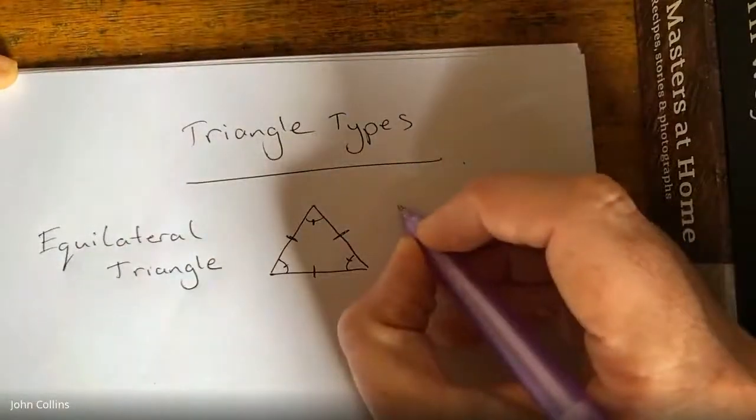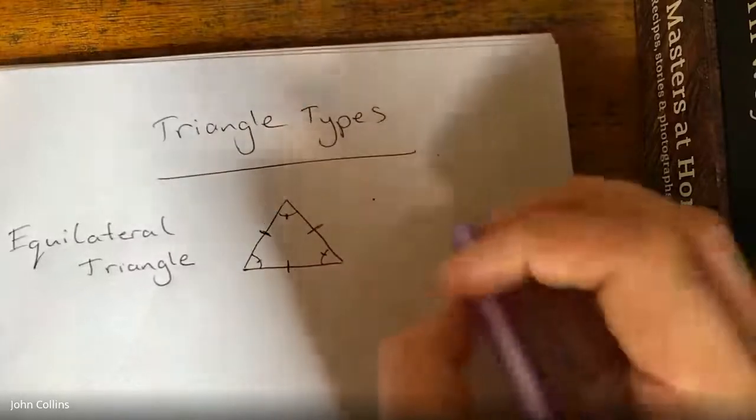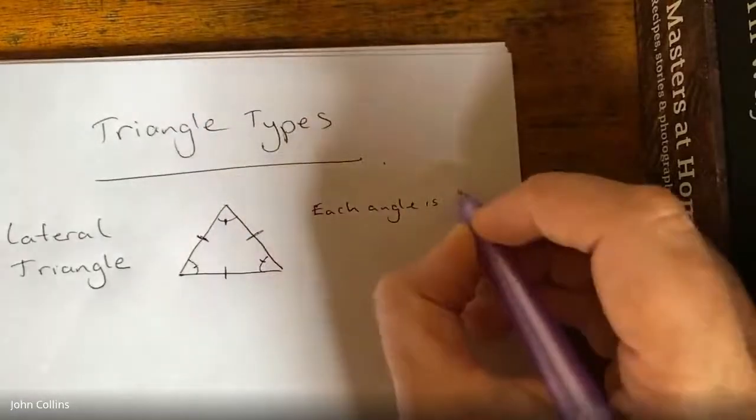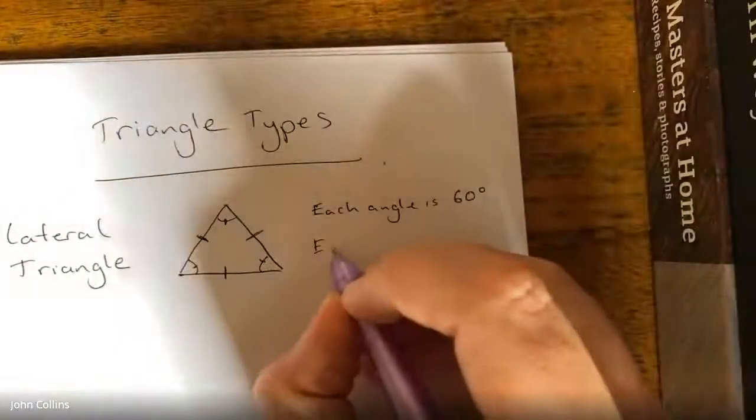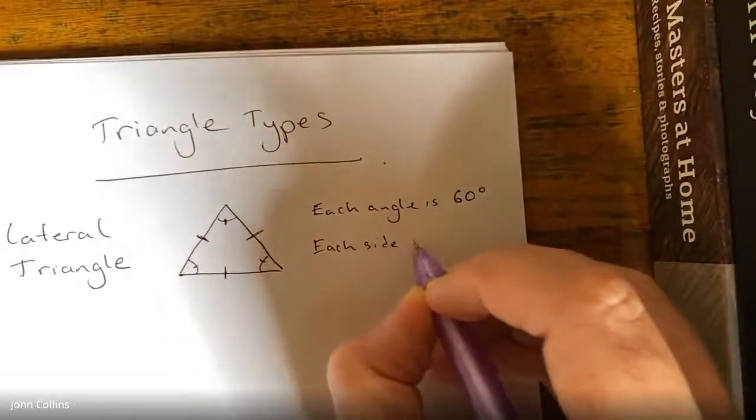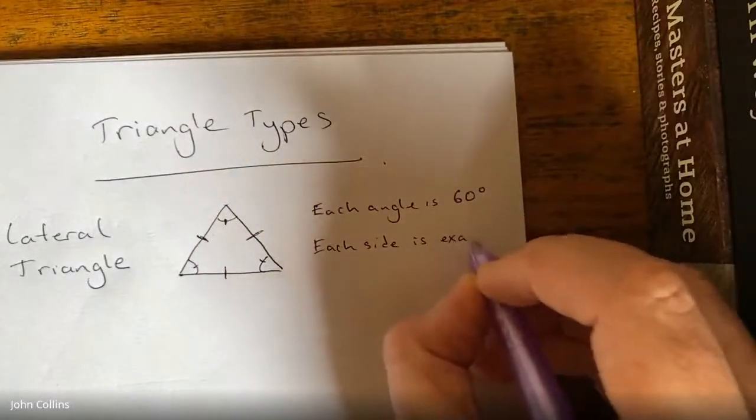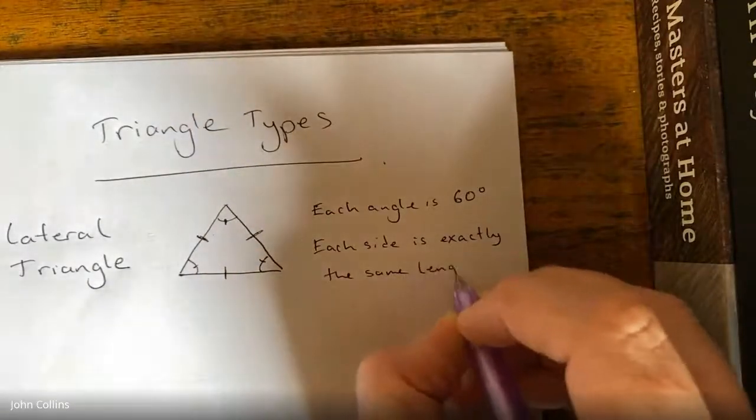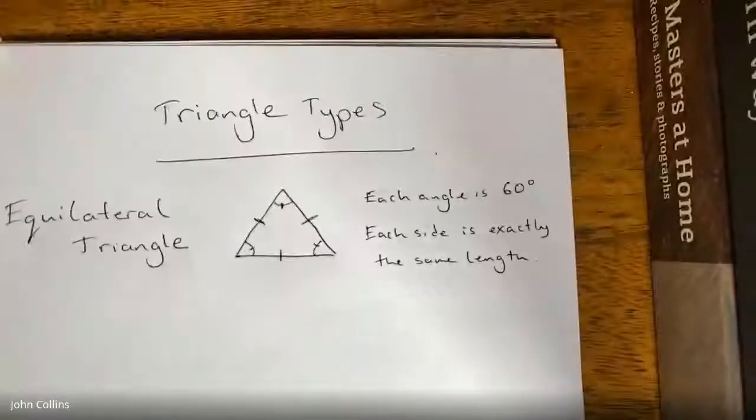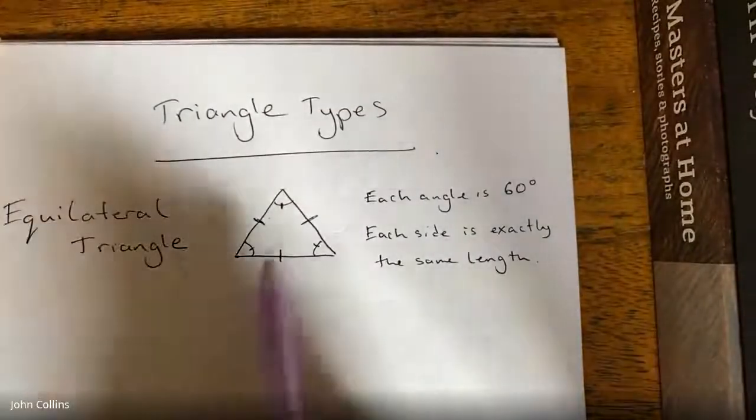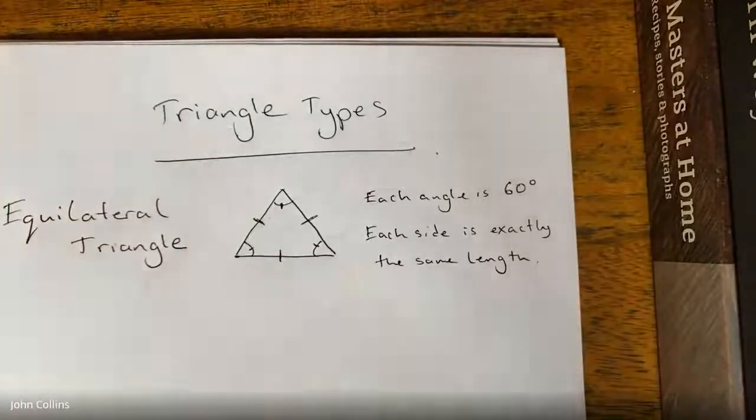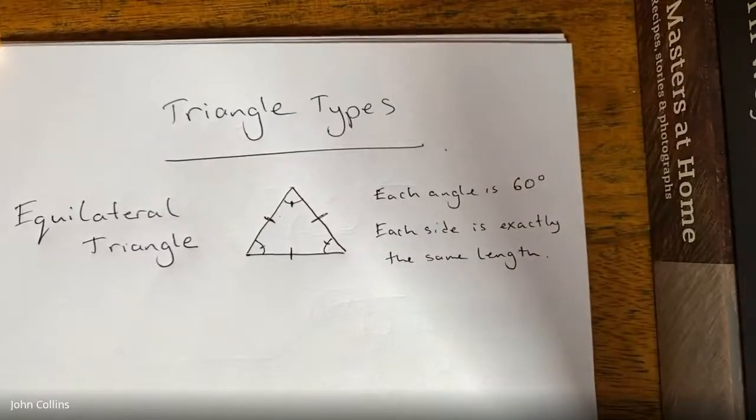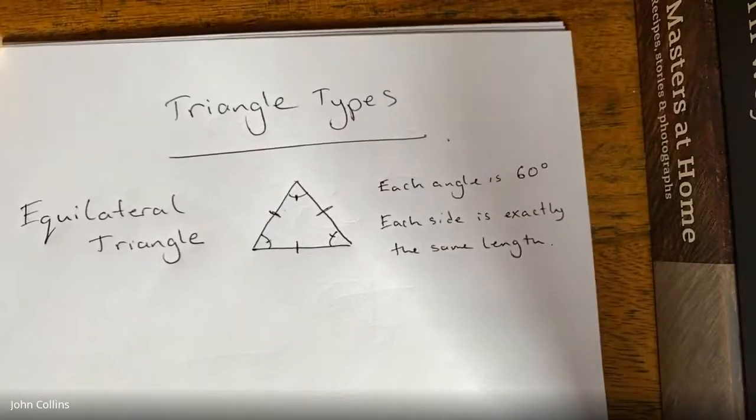So the properties then, I'm just going to put here on the right. Each angle is 60 degrees, and each side is exactly the same length. And that's an equilateral triangle. I'm sure you've heard that word before. So that's very useful. All these angles are 60 because if you think about it, 180 degrees divided by 3 is 60, because there are 3 angles there. That's our first type of triangle.